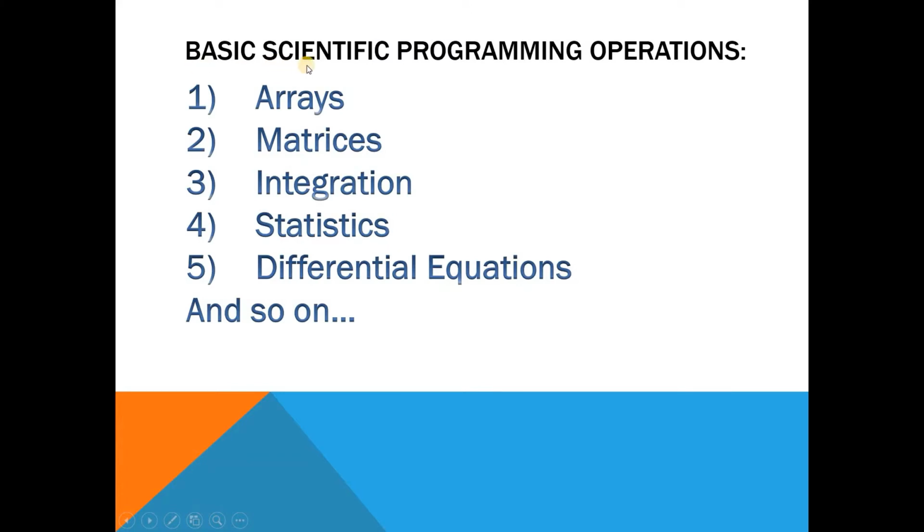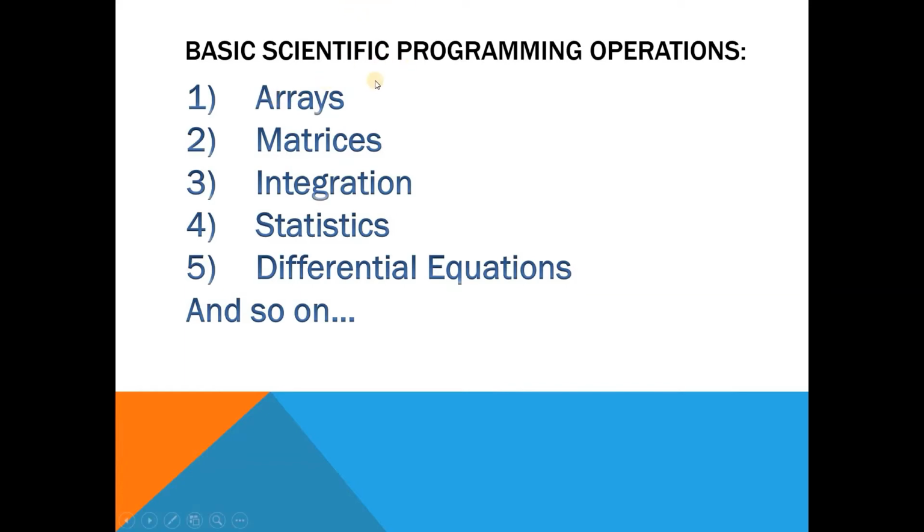There are some basic scientific programming operations that we can perform by using NumPy and SciPy. They are arrays, matrices, integration, statistics, differential equations. For example, arrays. What are arrays and lists actually? You might not know the difference between arrays and lists. Arrays hold the same type of data. So if one element is an integer, the other elements should be integers. They cannot be float values, they cannot be characters, they cannot be strings and so on.